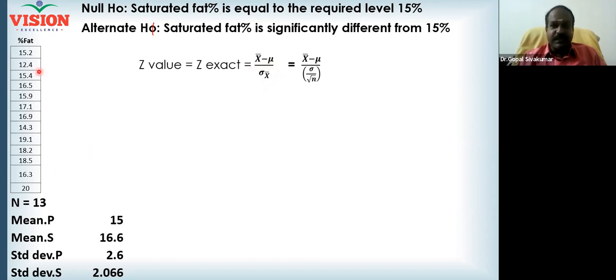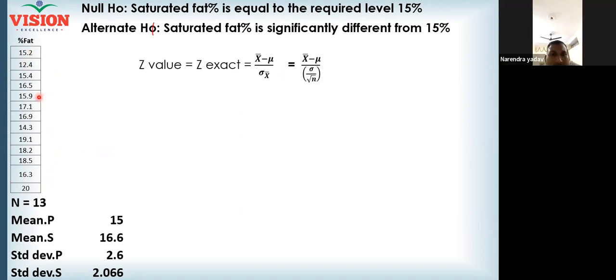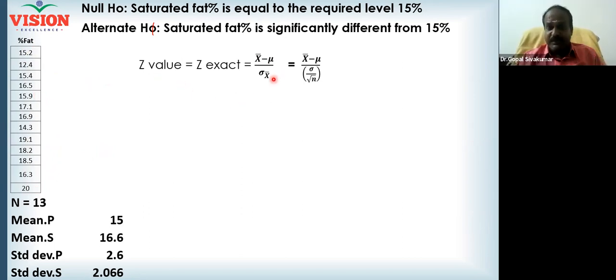Because your data is collected in a subgroup size of 13. Do you notice how many samples you have taken at a time? 13 samples. This is the subgroup. And the standard deviation of the subgroup average has got a relationship with the population average.